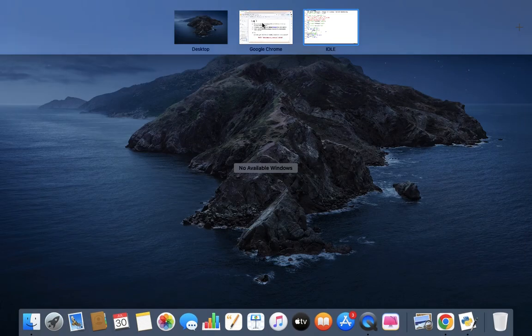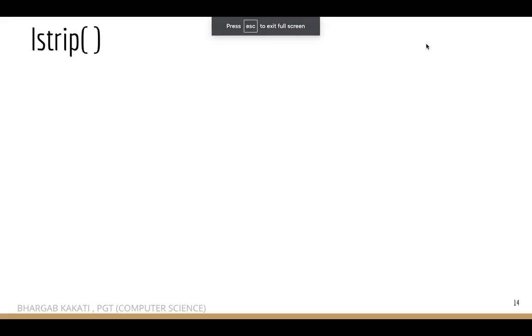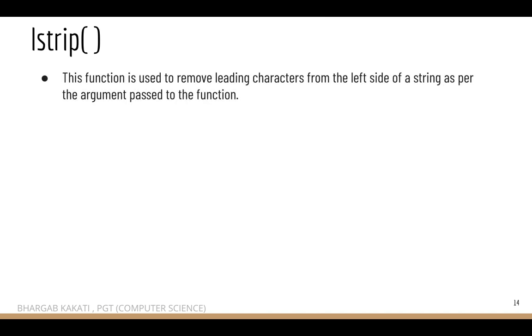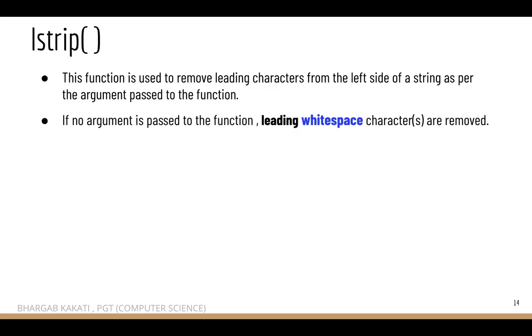Alright, next we'll go to lstrip. The next function is the lstrip function. This function is used to remove the leading characters from the left side of a string as per the argument passed to the function. If I want to remove certain characters from the left side of a string, then I can use the lstrip function. And if I do not pass any argument, what will happen? Leading white space characters are removed. If we have some white space characters before a particular string, those can be removed by the lstrip function.